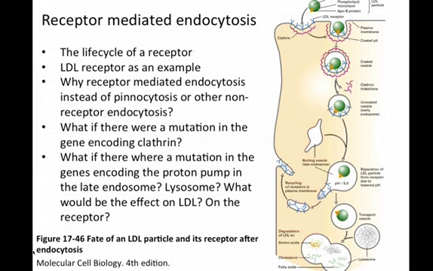So what if there were a mutation in the genes encoding the proton pump in the late endosome? What would happen? So the late endosome is pretty much over here. So if the proton pump had a defect in it, yes? It would change the pH of the vesicle. It would change the pH. Okay, and how would that affect what was in there?